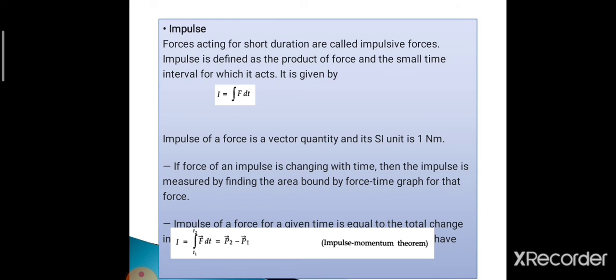Coming to the concept of impulse, forces acting for a short duration are called impulsive forces, and impulse is defined as the product of force and the small time interval for which it acts. Impulse is represented by capital I. I = integral F dt, or force into time. Impulse of a force is a vector quantity and its SI unit is Newton second.